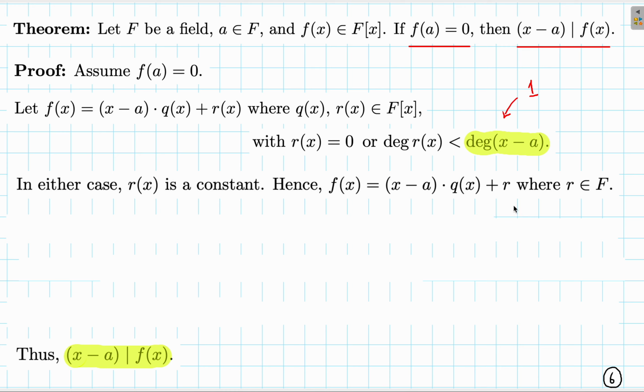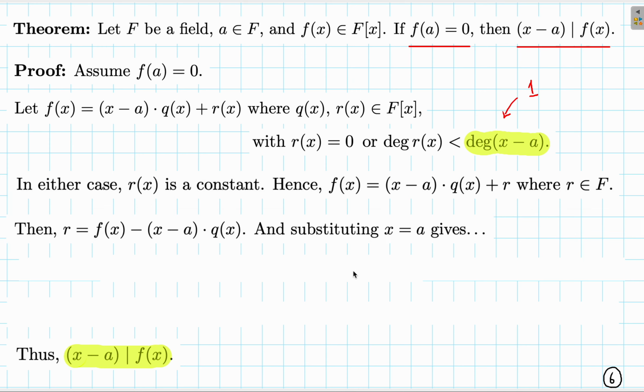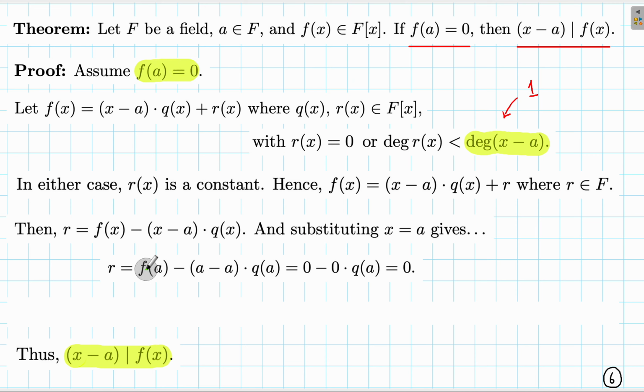Now, solving this equation for r, we get the following. And then we can substitute x equals a to find the value of r. So we get r is equal to f of a minus a times q of a. And here's where we use our hypothesis. f of a is 0, so now we can replace this f of a by 0. And then we have a minus a, which is 0, times whatever value q of a is. This whole expression ends up being 0. And therefore, r must be 0.